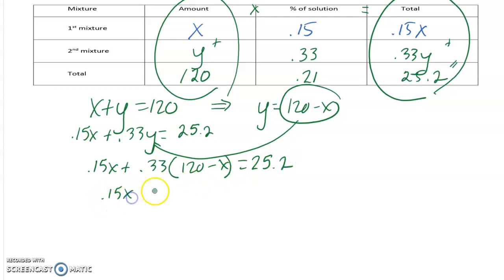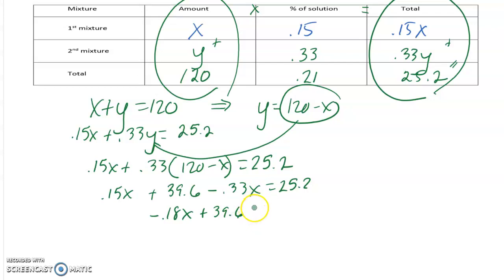Distribute, combine like terms. 0.33 times 120 is 39.6. Distribute, this would be a negative 0.33X. I'm going to combine like terms, these two here. This is a minus, so I should be getting a negative 0.18X plus 39.6 equals 25.2.